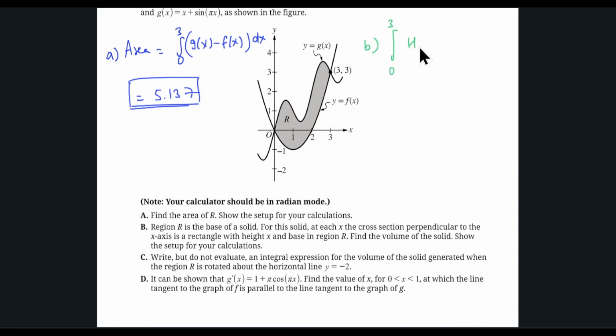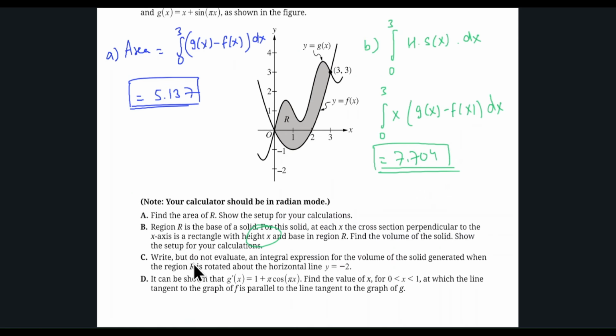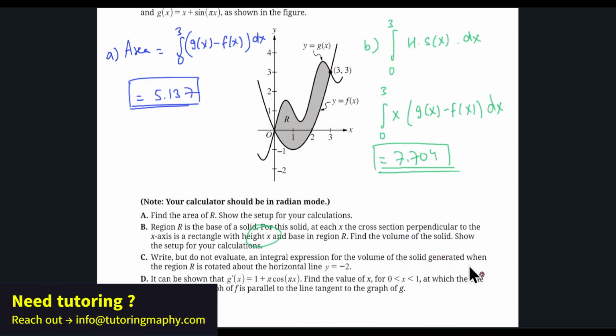And the formula is height times s(x) times dx. And what is s(x)? s of x is just the difference between the functions, that is g(x) minus f(x). And what is height? It is already given as x. So it will be x times g of x minus f of x dx. Once again, all we need to do is type this in Desmos. Honestly, I already have this set up. All I need to do is put another x here, and that will be my volume. So this is my volume, which is 7.704.